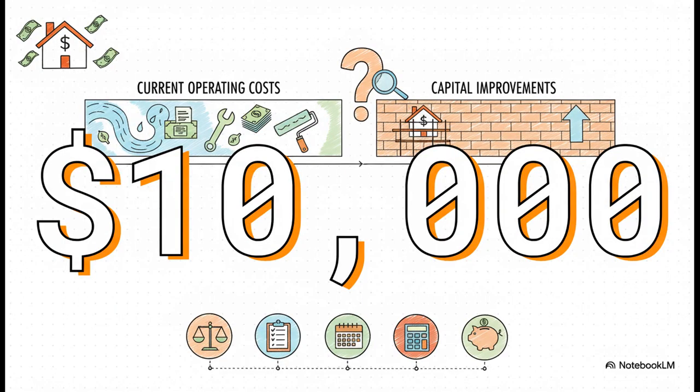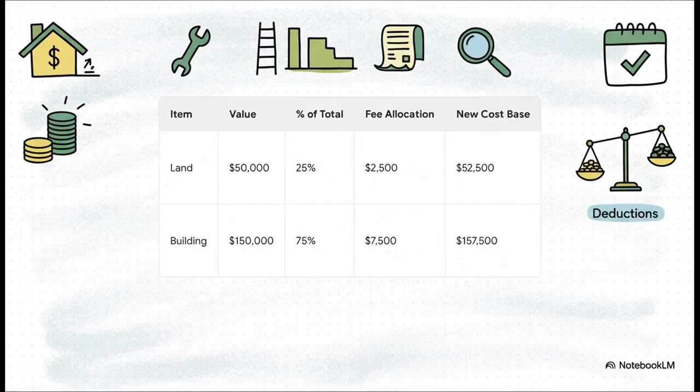Let's throw some numbers at this to see how it works. Say you're buying your first rental for $200,000, and the legal fees to get the deal done are $10,000. So what happens to that 10 grand? Where does it go? Well, that $10,000 doesn't just vanish into thin air. And like we said, you can't deduct it from your rental income this year. Instead, you have to allocate it.